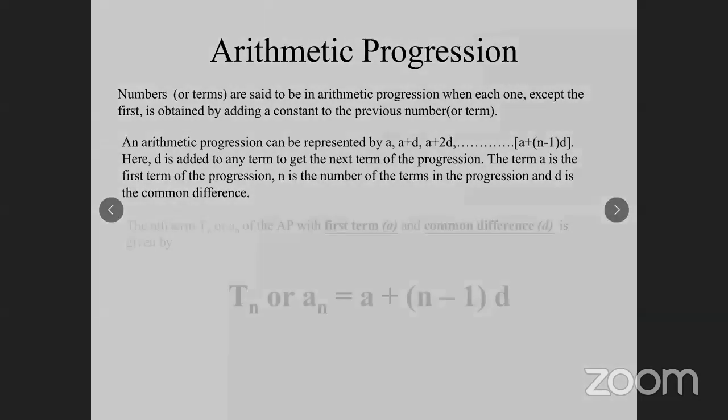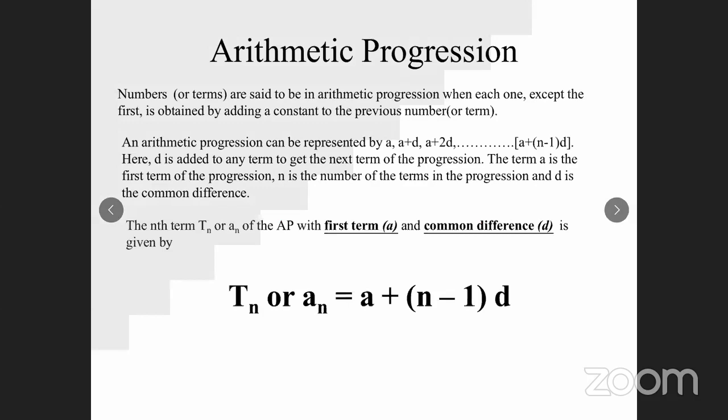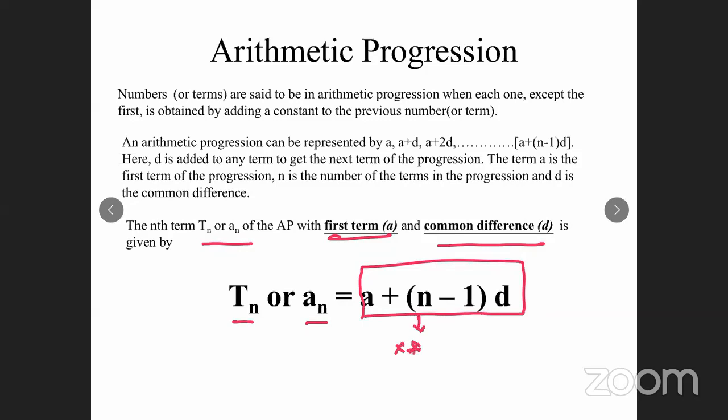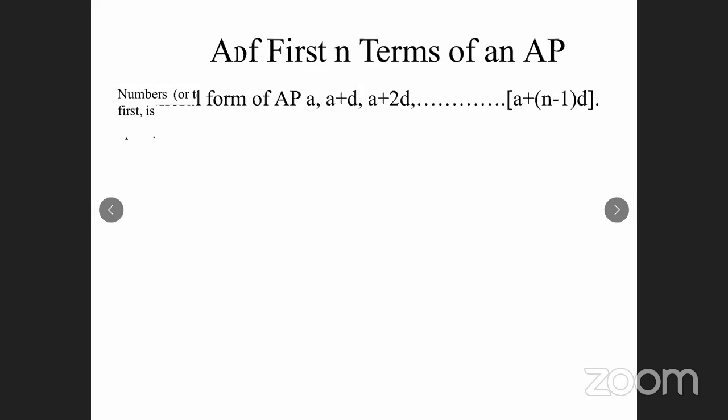The nth term of a sequence with first term a and common difference d is given by Tn or An, that is a plus n minus 1 times d. This is a very important formula you need to remember, where a is the first term, n is the number of terms, and d is the common difference. Those who were in yesterday's class must know this; for people who came today fresh, this was a small recap. Chalo.